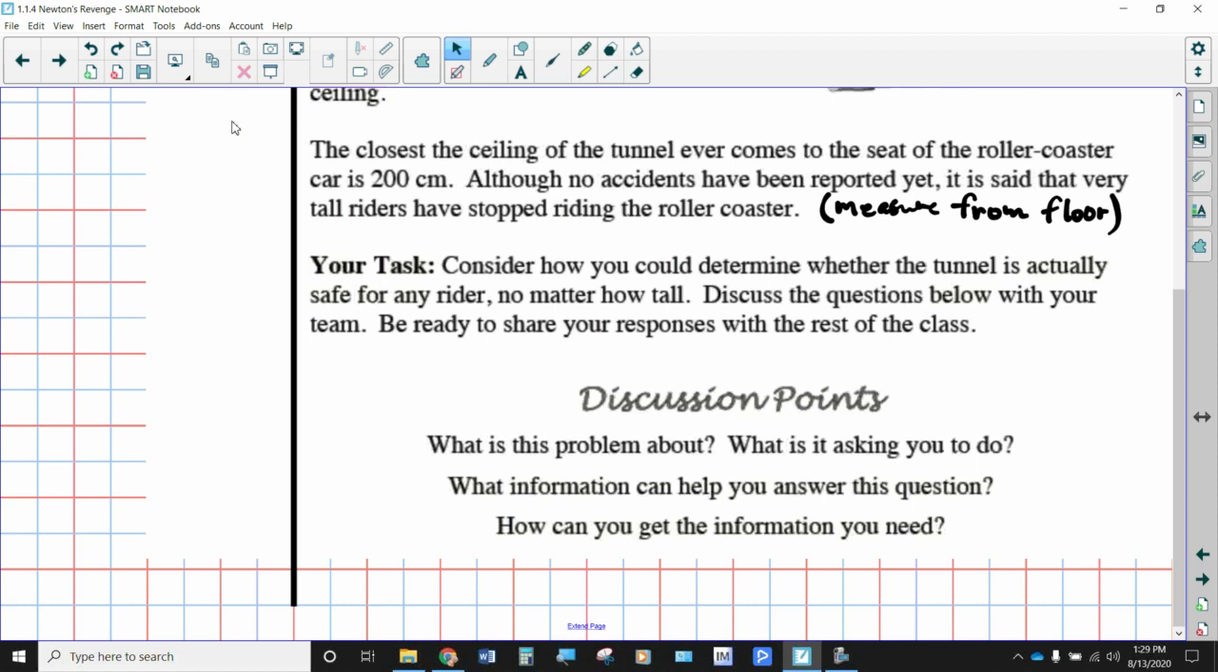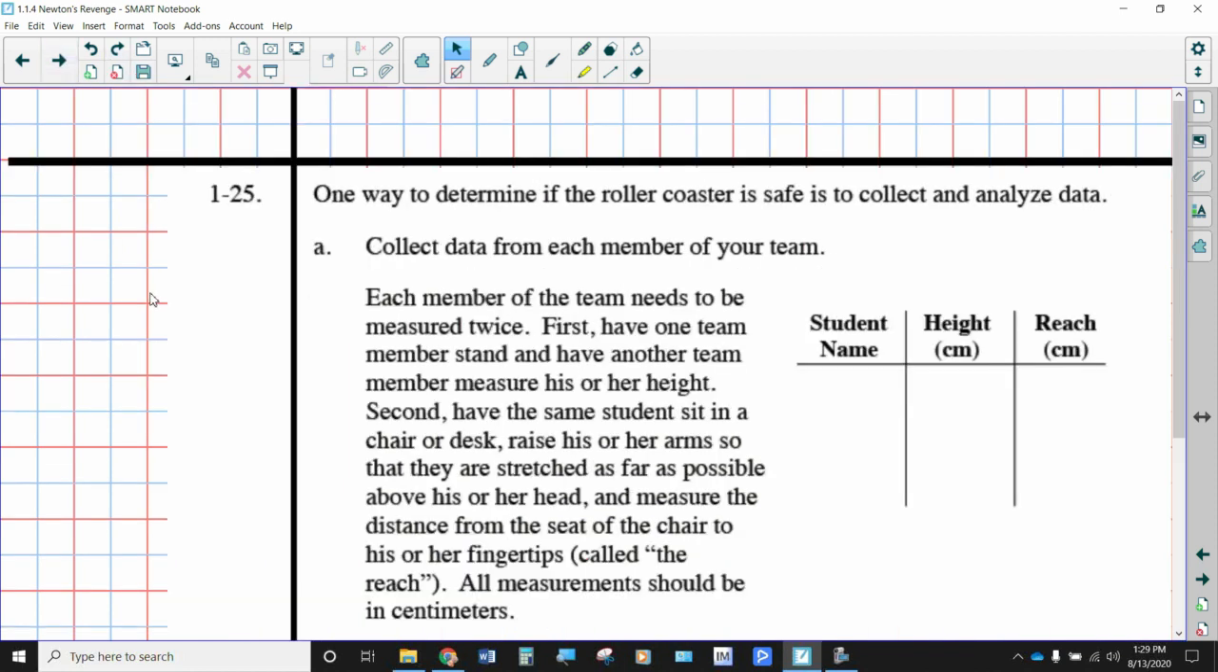So I'm going to go ahead and skip this part right there, and let's just jump into it. So this is what we do: we collect the data. We created a 3-part table where students would have their names written on the left, and then after measuring each other, they would come in and write their heights in centimeters and their reaches in centimeters on the table.